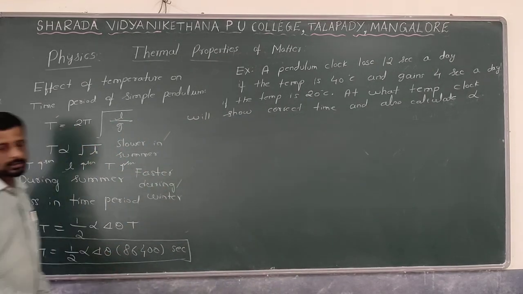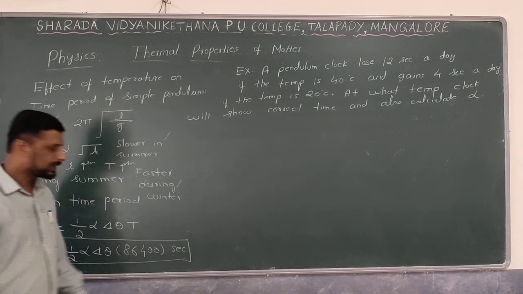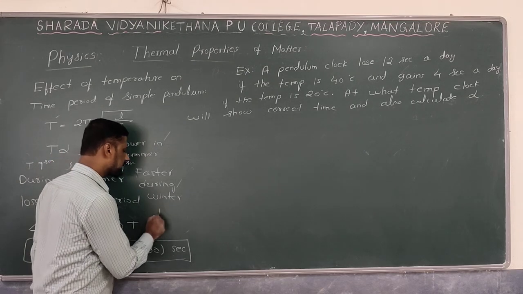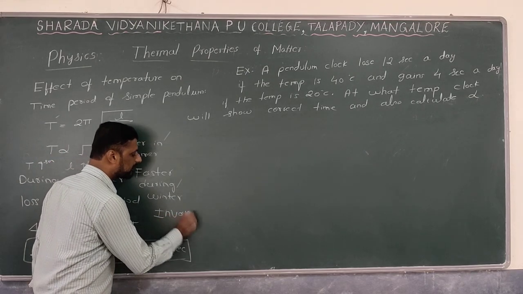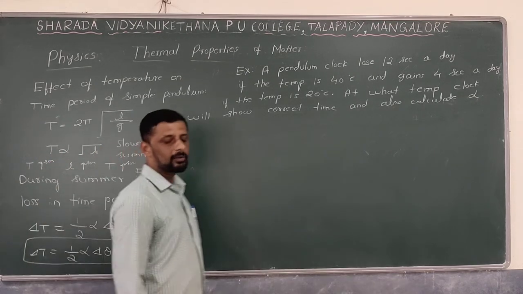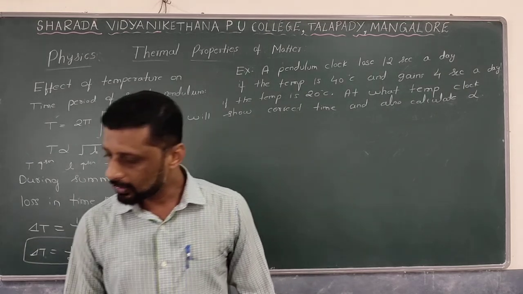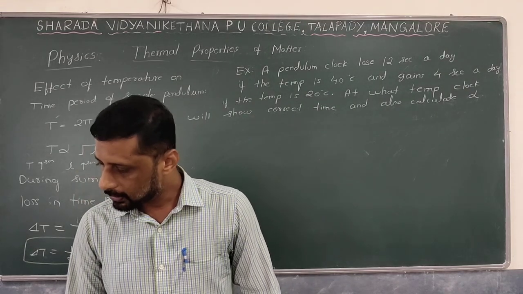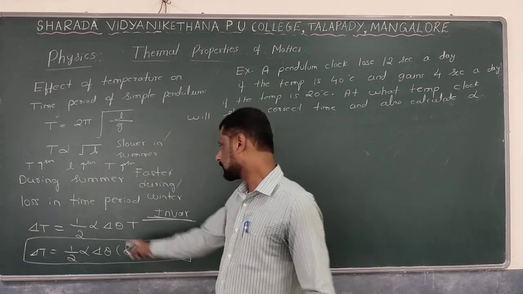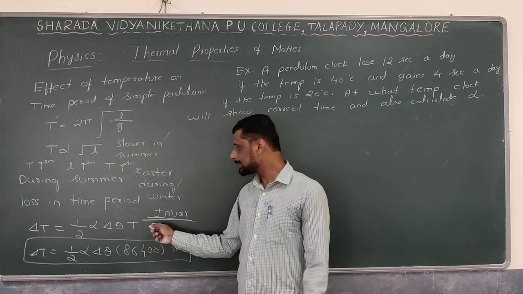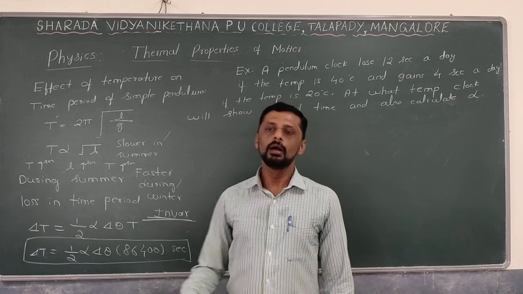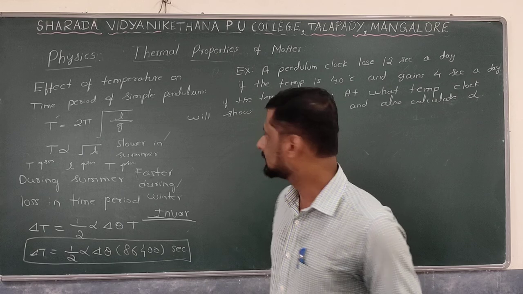So the modern clocks, modern watches are constructed by using a metal that is called what? Invar. Normally, invar material is used since the value of alpha is very small for invar material, and hence invar is most commonly used in modern watches as well as clocks.